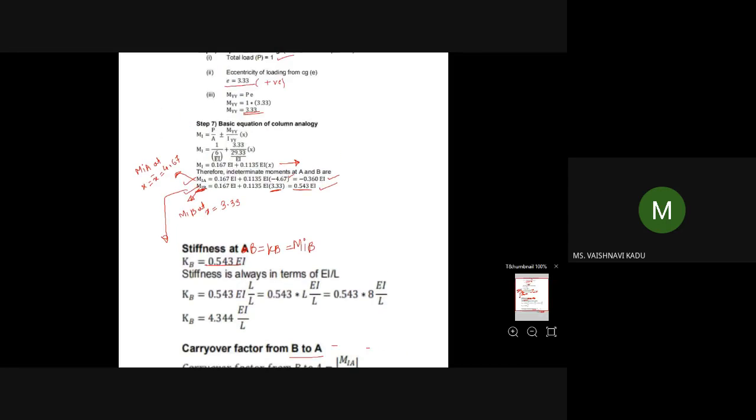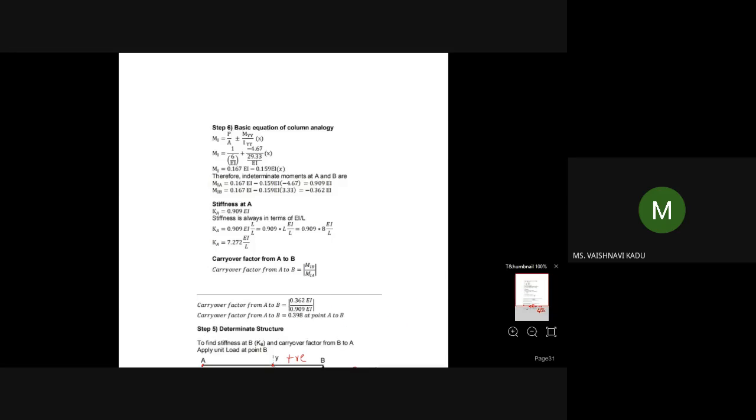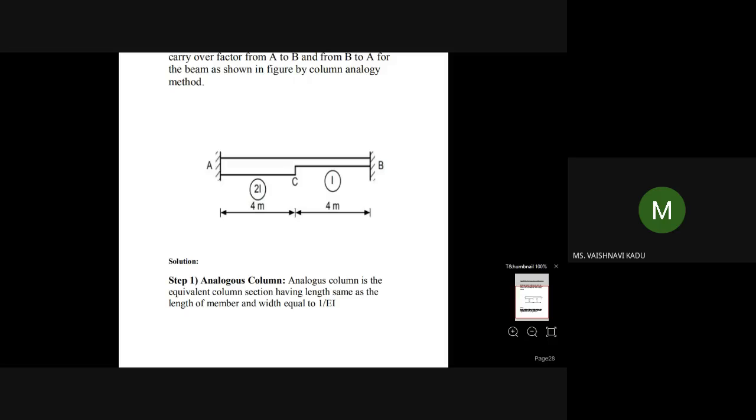There is no change in such type of problem, because you only have to find out the stiffness and the carryover factor. This is the 2-span beam problem I have considered. Maybe it may be a 3-span beam problem. Okay, 3-span, but what will change? Only the analogous column section will change. But the remaining calculation will be the same.